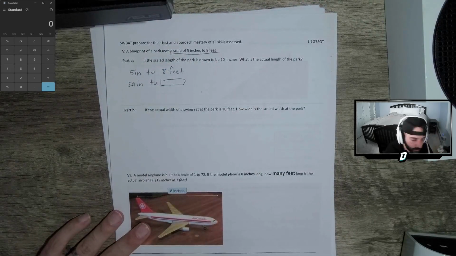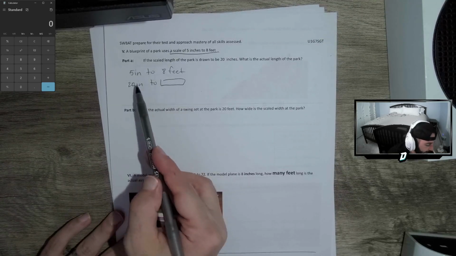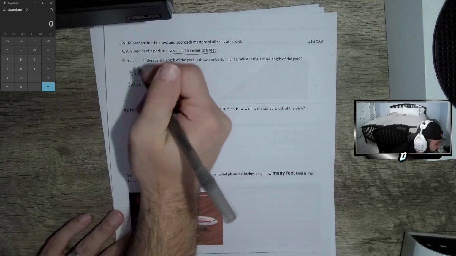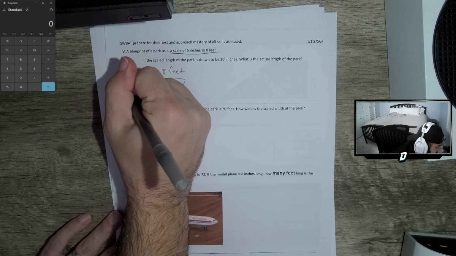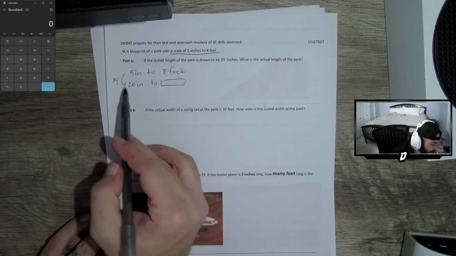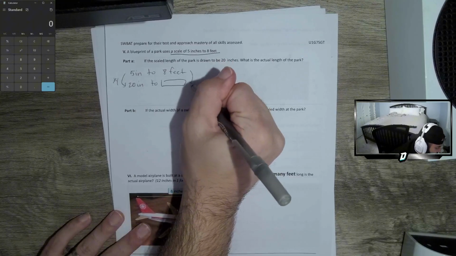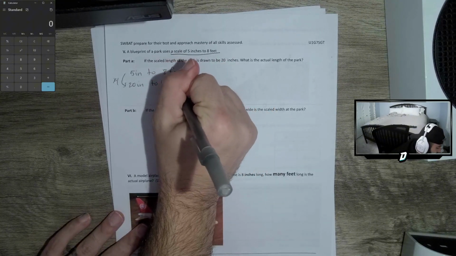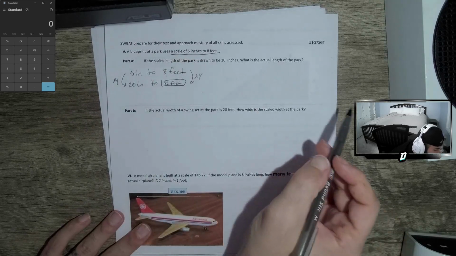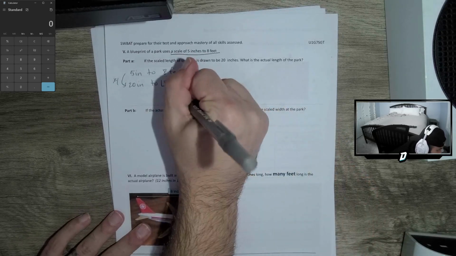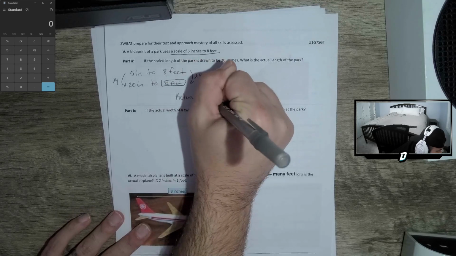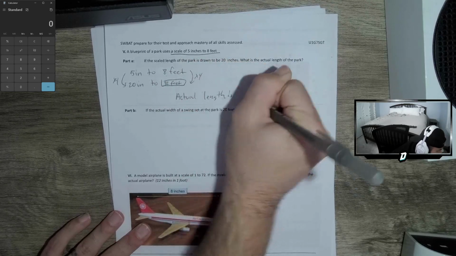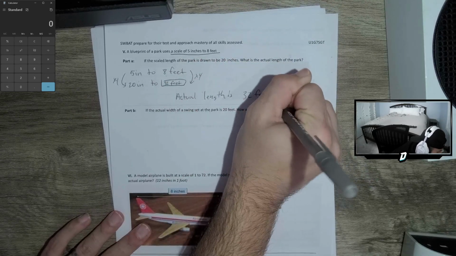Well, this is just equivalent ratios. What do you multiply 5 by to get to 20? You could see that that would be 4. 5 times 4 is equal to 20. Whatever we do to the left, we do to the right. 8 times 4 would have given us 32 feet. And so that means the actual length of the park is 32 feet. Bam.